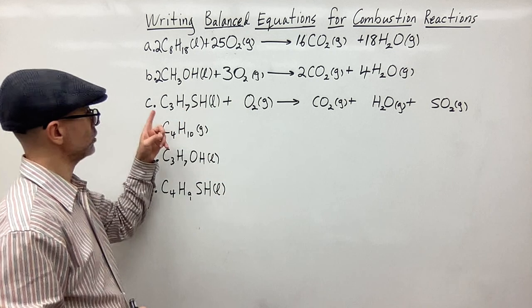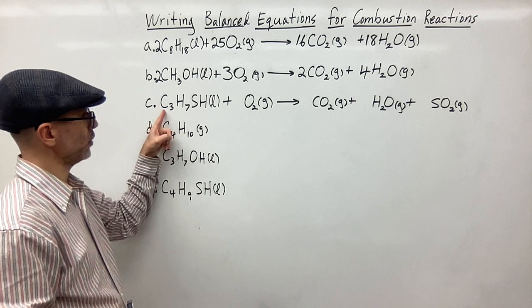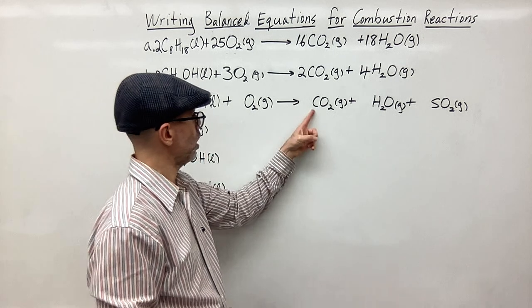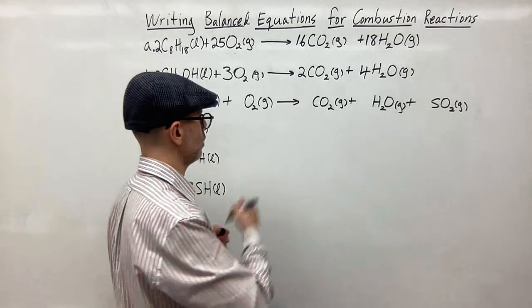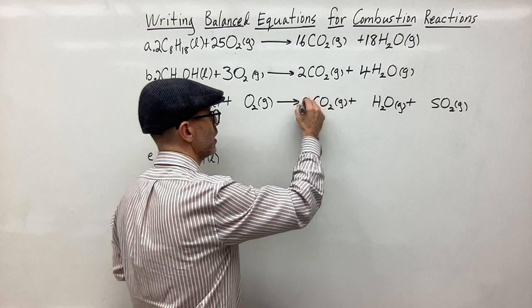So let's go ahead and balance our carbon. So here I have 3 carbons. Here I only have 1. So 3 times 1 will give me 3 carbons.